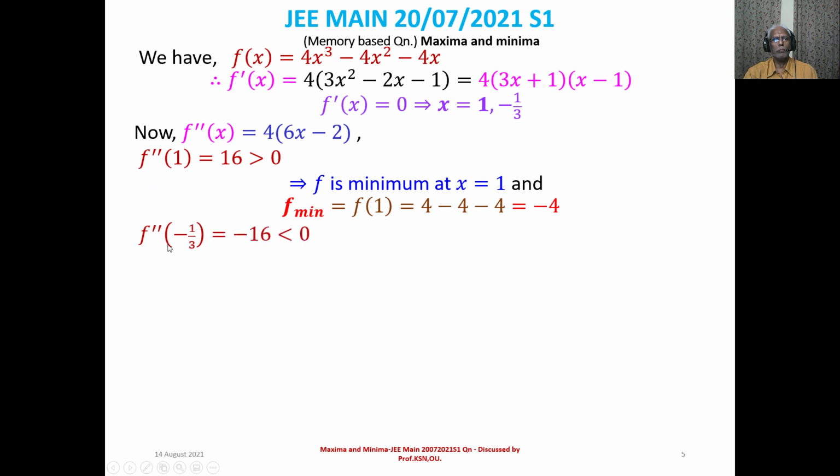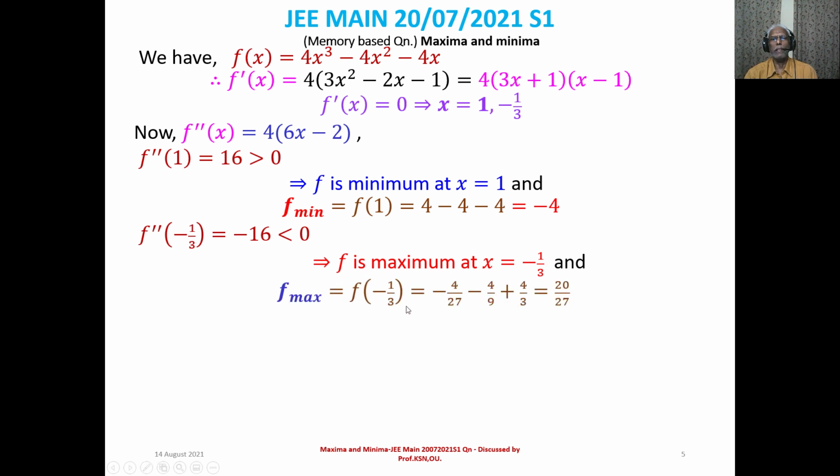Now f double prime at the other critical point, minus 1 by 3, is equal to minus 16, which is less than 0. Therefore f is maximum at x is equal to minus 1 by 3. F max will be its maximum value. F max will be the value of f at minus 1 by 3, which is 4 into minus 1 by 3 whole cube, that is minus 4 by 27, minus 4 into minus 1 by 3 whole square is minus 4 by 9, minus 4 into minus 1 by 3 is 4 by 3. Add this, simplify, 20 by 27.